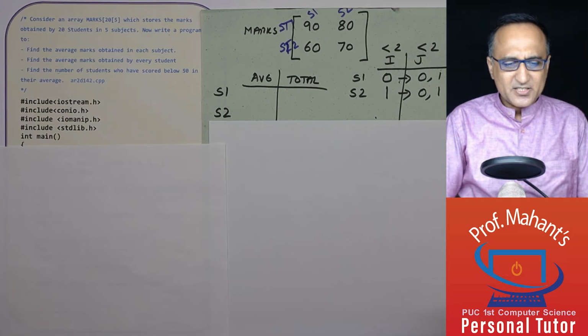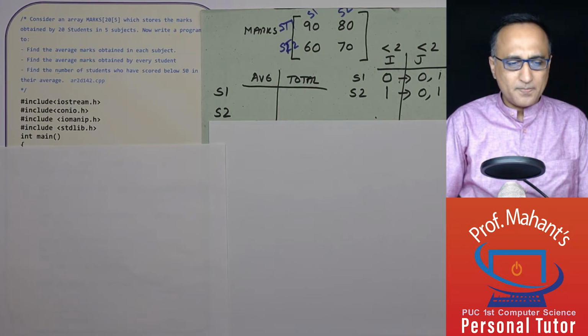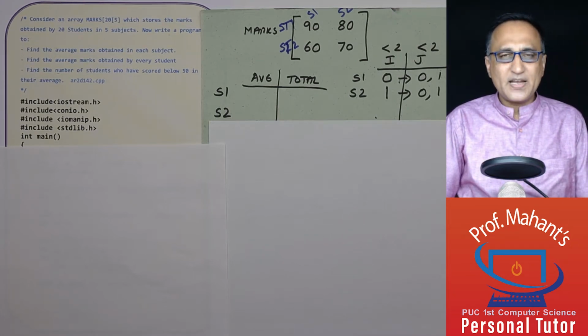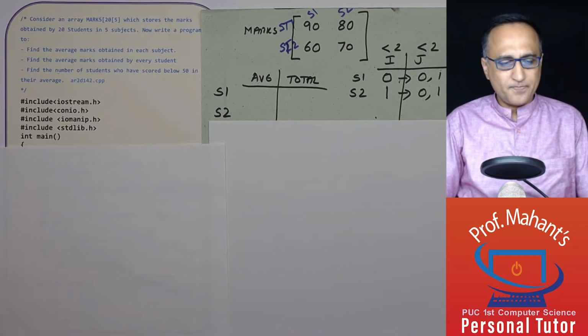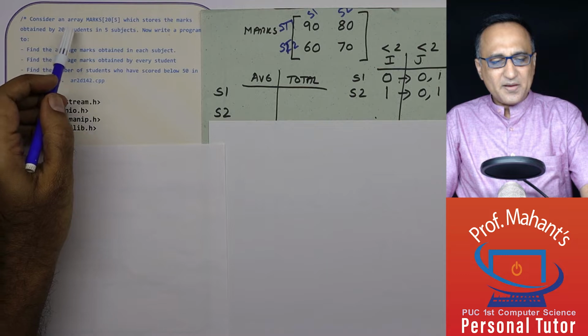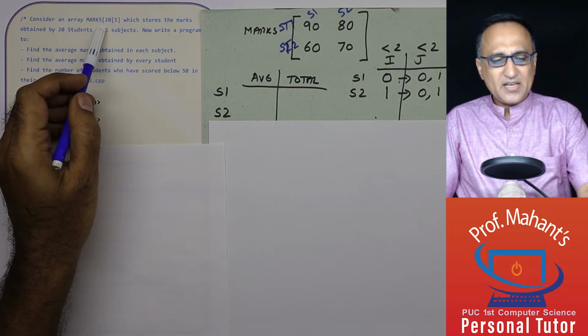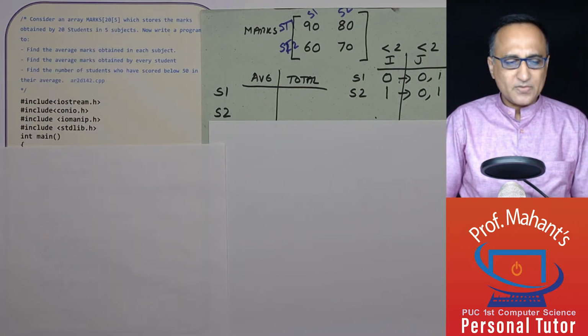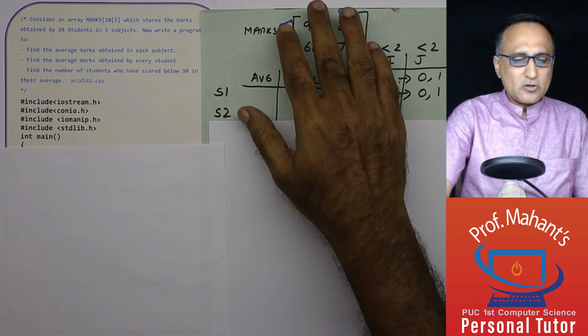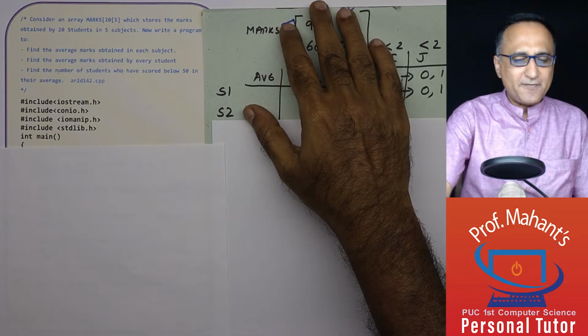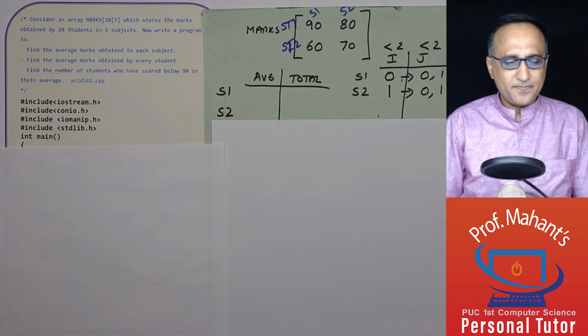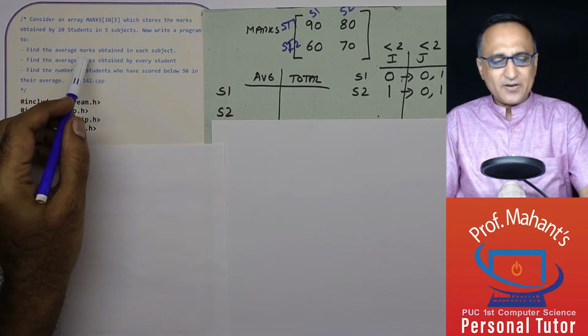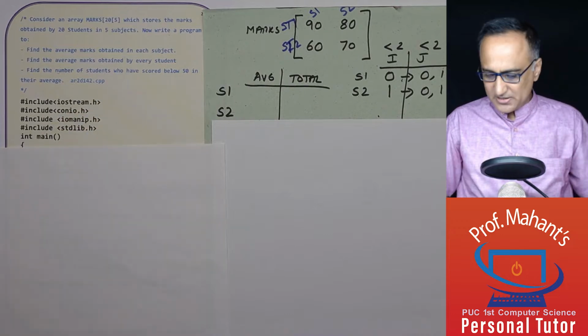Let us now find a solution to a practical problem. I shall read out the problem, then I shall go about explaining how we go about solving this particular problem. Consider an array marks with 20 rows and 5 columns, in which the marks of 20 students in 5 subjects is recorded. Write a C++ program to find the average marks obtained in each subject.